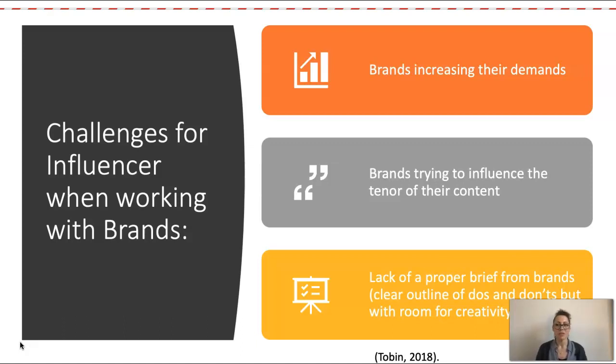demands. This is something we call in the industry scope creep. So you make an agreement, for this amount of money, you will deliver this, this, and this. So the brand pays you and then says, oh, by the way, could you also do this and maybe this as well? So they constantly increase their demands, but not necessarily increasing their payment or sticking to the original agreement.